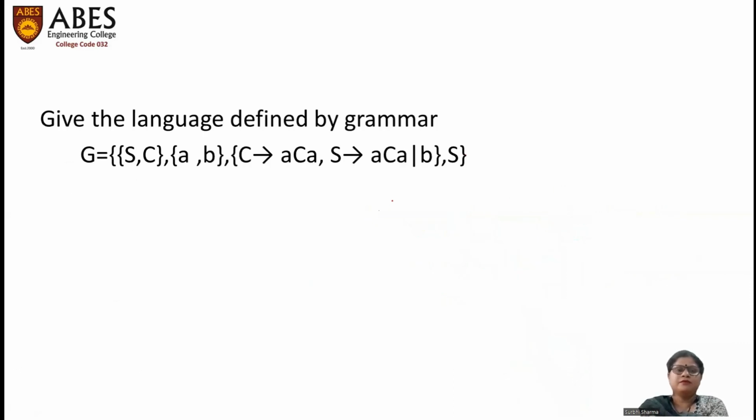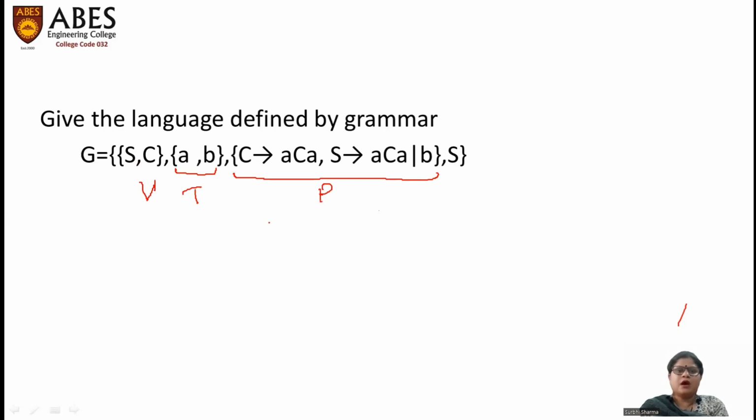Next problem: give the language defined by the grammar. Here I have been given a grammar and I have to give the language that is generated by this particular grammar. Let us first check what is given here. First, the capital letters are the set of variables, these are the terminals, these are the production set, and this is the starting symbol.